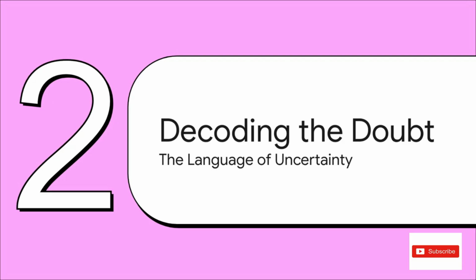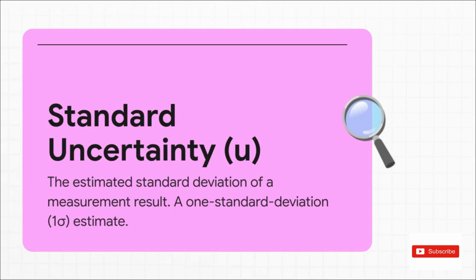Now, to really get a handle on this, we need to speak the language. There are a few key terms that are the building blocks labs use to put together that final plus or minus number. Let's break them down. First up, we've got standard uncertainty, which we write with a lowercase u. This is kind of like the basic atom of doubt. For all practical purposes, just think of it as the standard deviation of the measurement. It's our starting point for everything else.